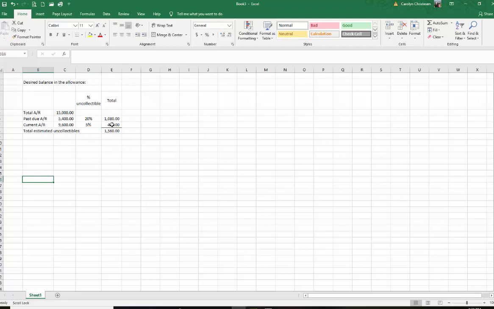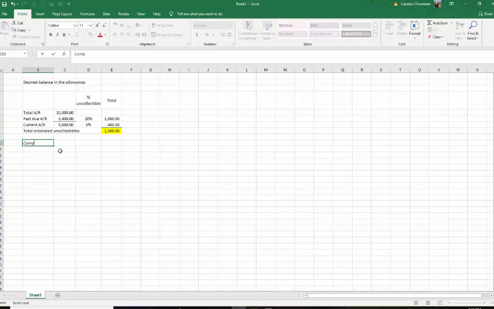Now your problem is going to have similar numbers, and you're just going to do the same kind of calculation with different numbers. This here, remember, was a subtraction, because that is equal to that minus that. So our total estimated uncollectibles are $1,560. That's our desired balance.